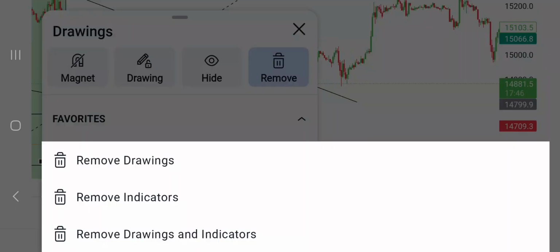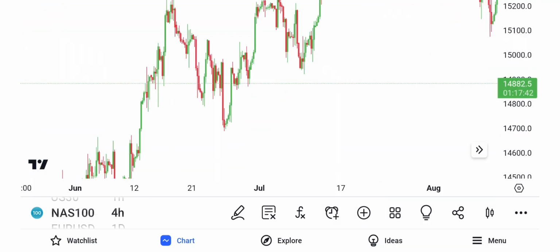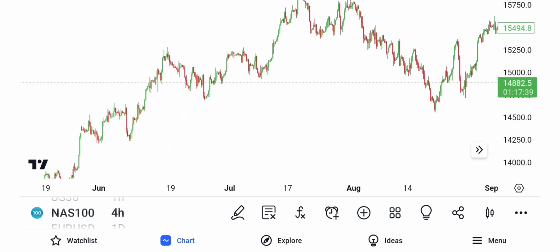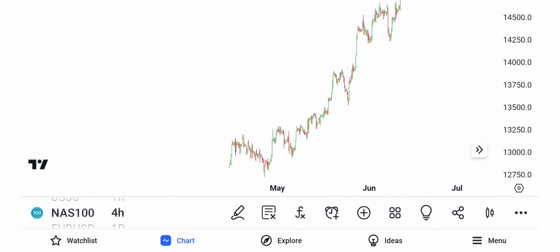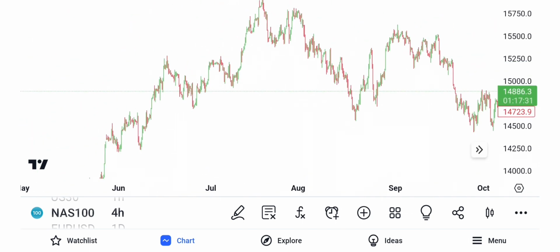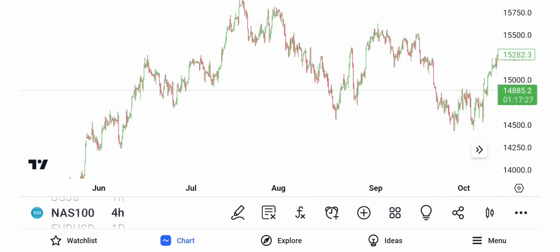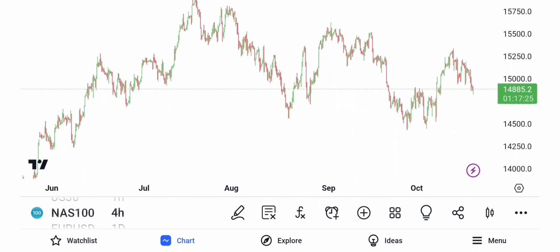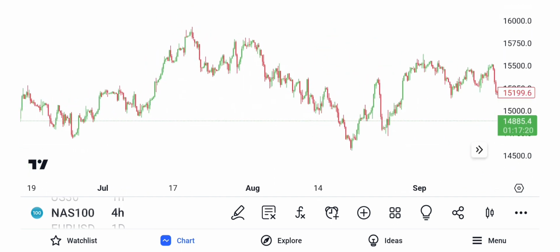So let me remove the drawings and find you another zone. It's easy. This is how I kill NAS 100. This is how I get 99.9% of my trades in a correct manner. I'm just looking for that zone which I've showed you. I just want to explain with another scenario.